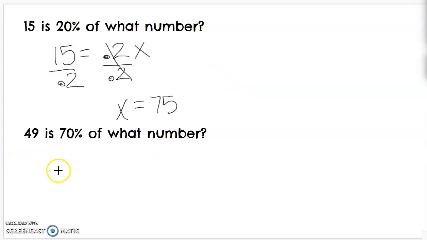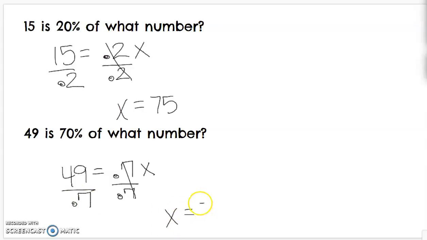Okay, next one, same thing. I'm going to have 49 equals 70% of x. Divide by 0.7 on both sides, and I would get x equals 70.